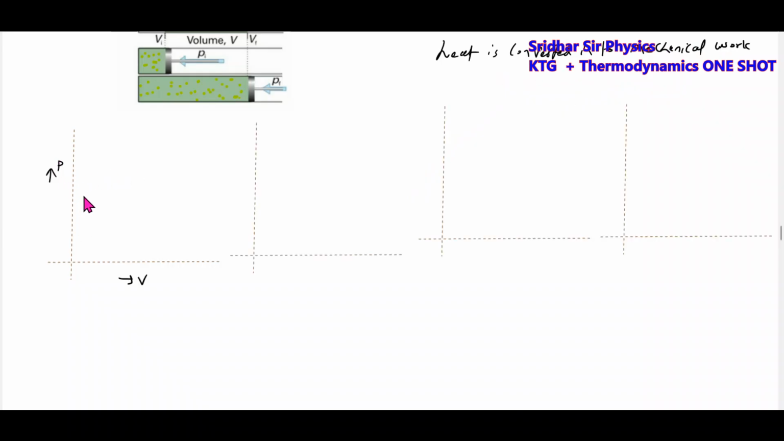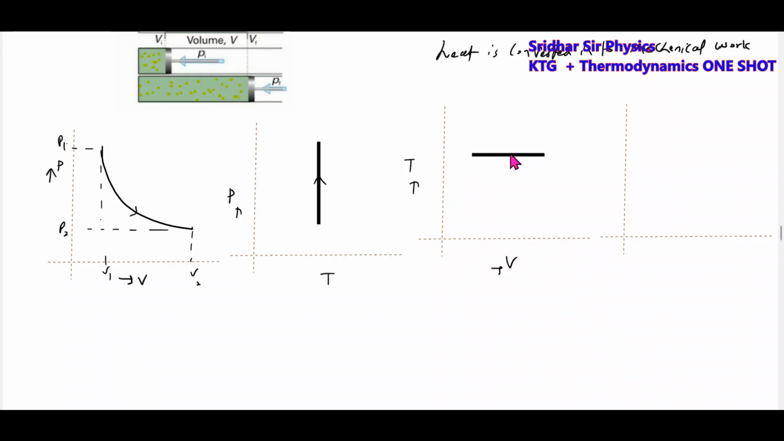Next, the pressure versus volume graph. This will be a rectangular hyperbola. Here V1, this will be P1. And this will be the rectangular hyperbola. What about the pressure temperature graph? It should be constant because temperature is constant. Temperature volume graph, temperature should be constant.